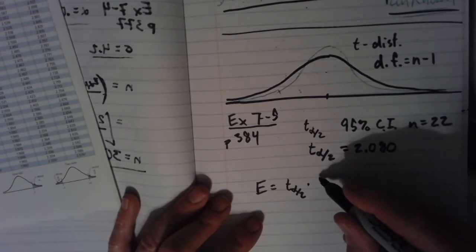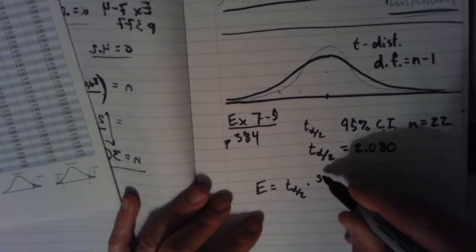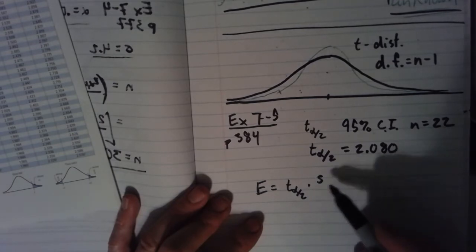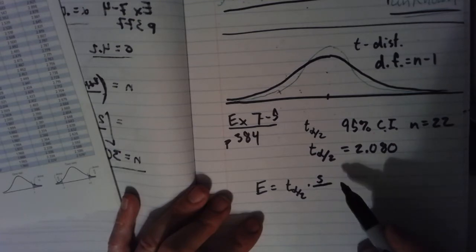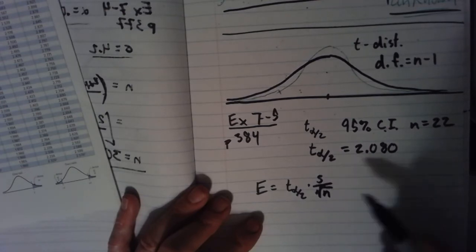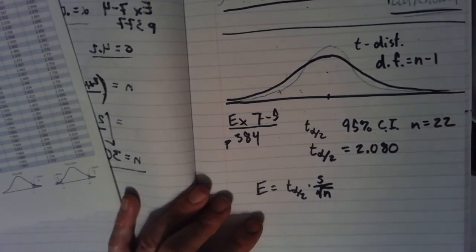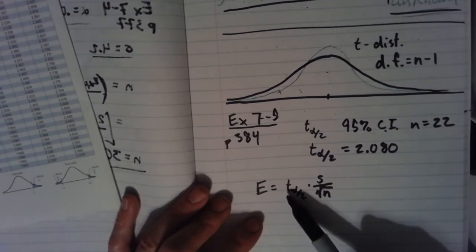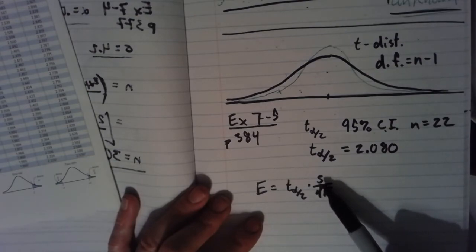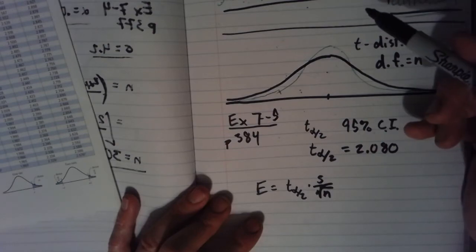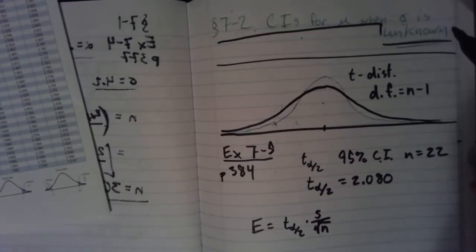And then the second thing is we don't know sigma, right? So we can't multiply by sigma. Instead we have s. But we still do take into account the size of the sample, so we will still be dividing by the square root of n. Notice that if we swap out t with z, and instead of s we put in sigma, that's the exact same margin of error for the confidence interval for mu when we know sigma.